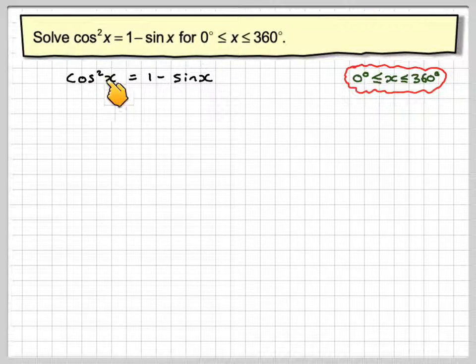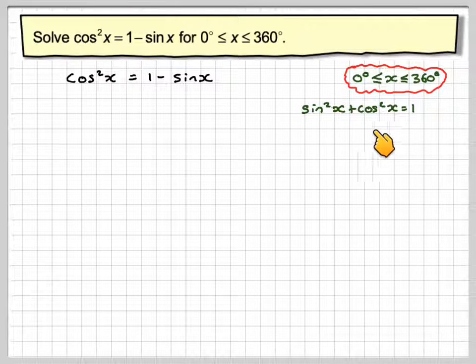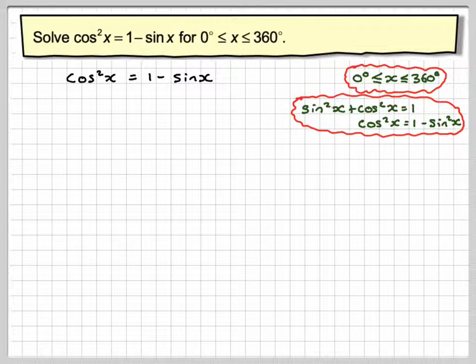We're going to try and make that sine squared x. So we know that sine squared x plus cos squared x is equal to 1, so if we rearrange that we get that cos squared x is equal to 1 minus sine squared x. That means the cos squared x here we can now replace with 1 minus sine squared x. So we get 1 minus sine squared x is equal to 1 minus sine x.